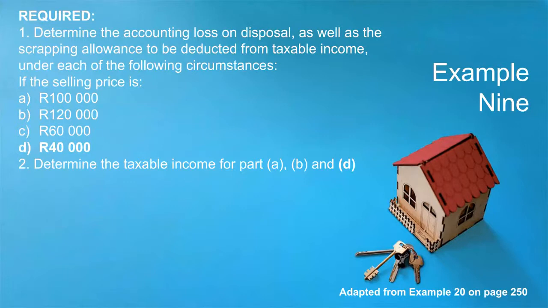We say, okay, we sold it for 40,000. That's our selling price, and this is the accounting side. We have an accounting carrying amount of 75, which means we're going to have an accounting loss on sale of 35. Now let's look at the tax side. We sold it for 40,000. We had a tax base of 60,000, so we have a scrapping allowance of 20.